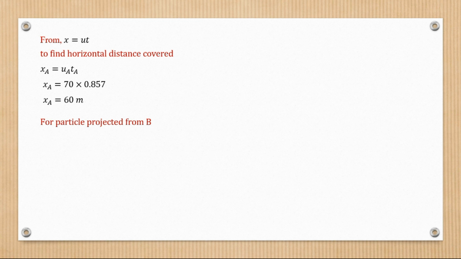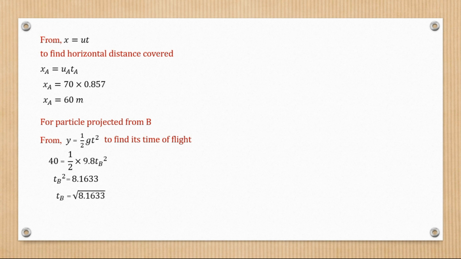So now let's deal with the particle projected from B. We're also going to say from y is equal to a half gt squared, we're going to find the time of flight of that particle. So we have 40 being equal to a half times 9.8 tB squared. So tB is representing the time of flight of the particle projected from B. So we have tB squared being equal to 8.1633, of which tB is the square root of 8.1633, which is going to be equal to 2.857 seconds. So we have that as the time of flight of the particle projected from B.